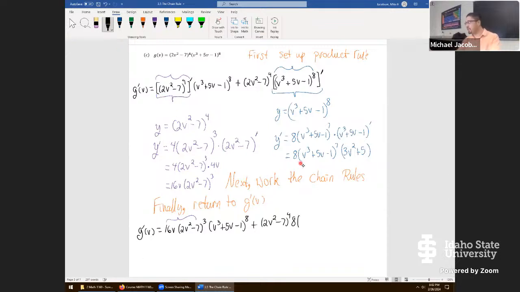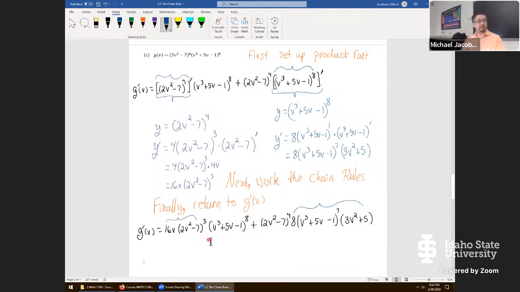Then go parenthesis V cubed plus 5V minus 1 to the 7th power, multiplying by 3V squared plus 5. So that's where all that went. Let me indicate it came from that location. We got it, folks. That's our full-on derivative.